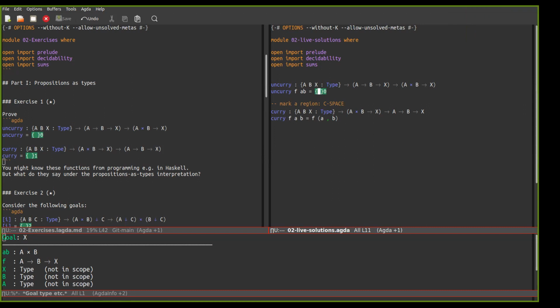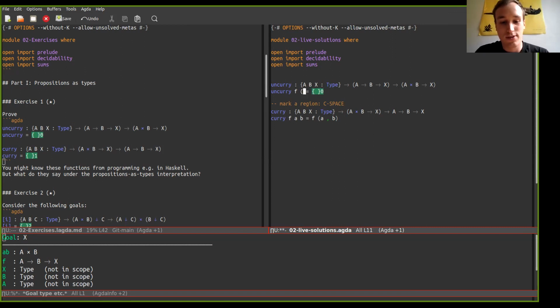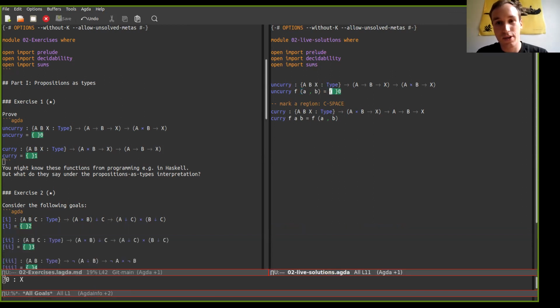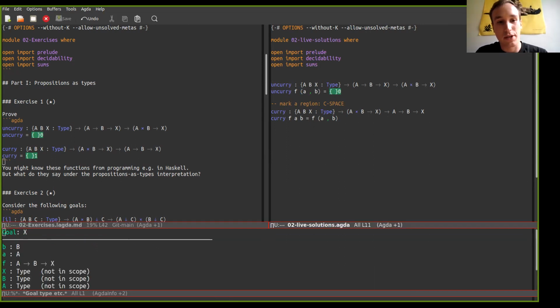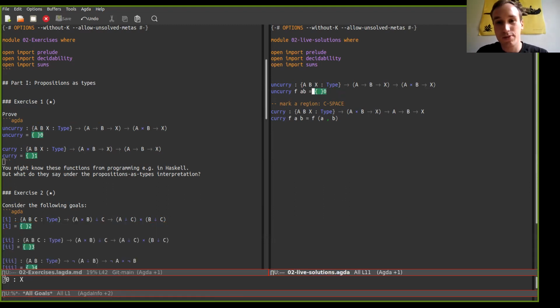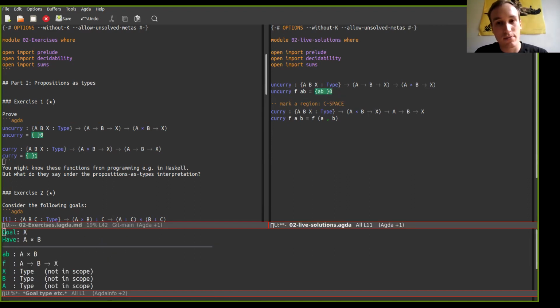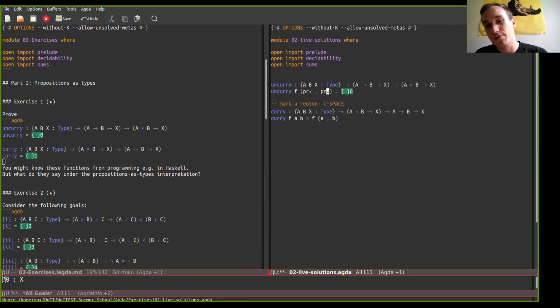And there are several ways to do it. One way is to just write it out as a pair already. So now we have an A and a B and an F. Another way is to actually use pattern matching. So if we press Control C, Control C, then Agda will do it for us.